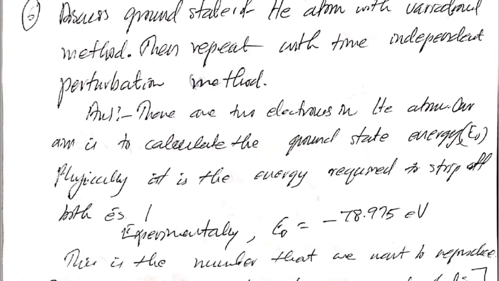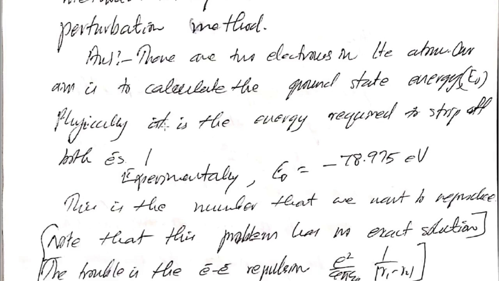So here the problem is to discuss the ground state of helium atom with the variational method. And for comparison, we will find the ground state energy of helium atom by time independent perturbation theory also. First of all, we will discuss the helium atom in terms of variational method.